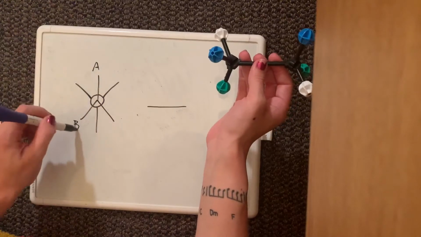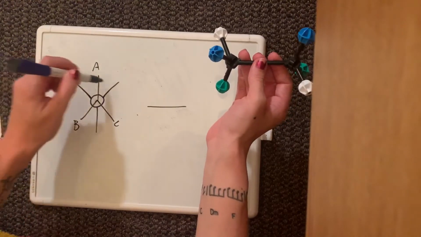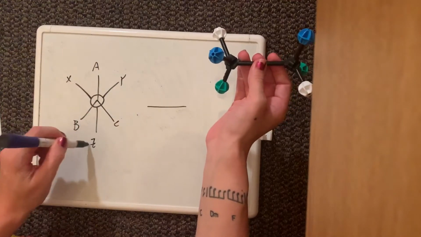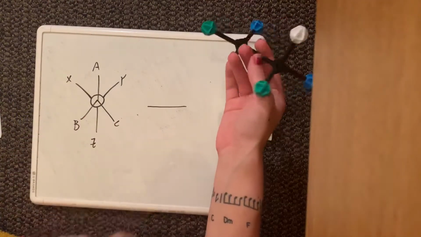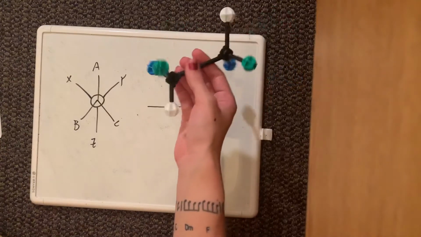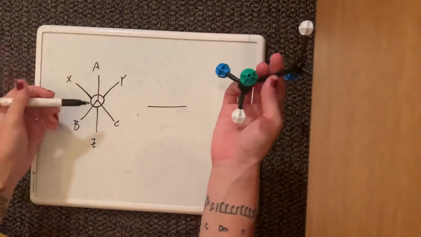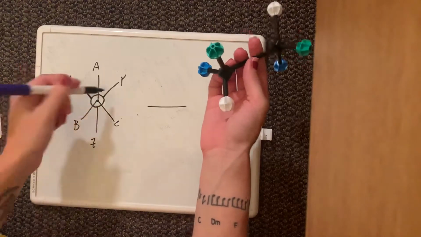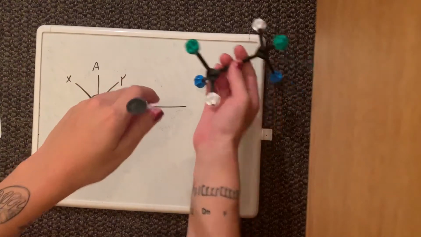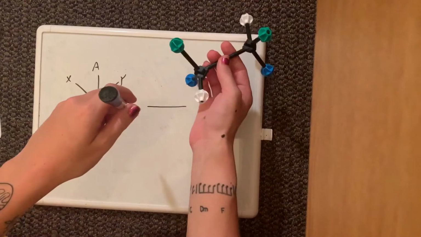We've got A, B, C, X, Y, Z right here, and I'm going to turn this into a wedge dash structure. How do I do that? Just wait. This is my front carbon. I can't see the back carbon, but I know that it's there. Same thing as when I look down this pen, I can't see the bottom, but I know it's there.